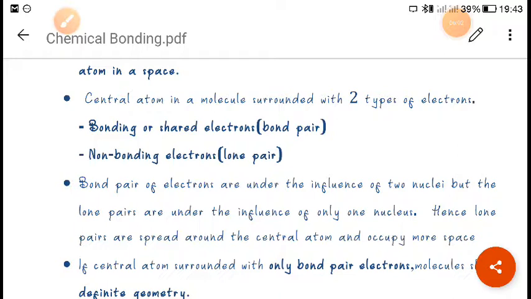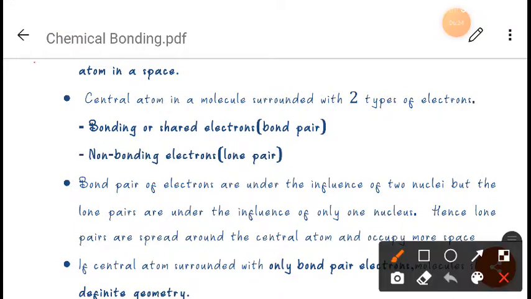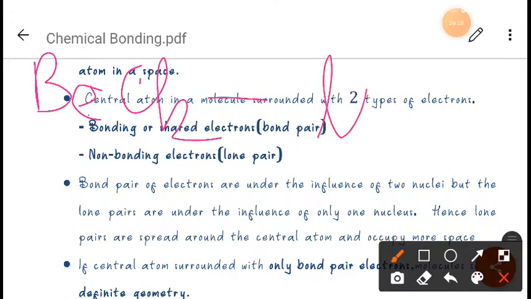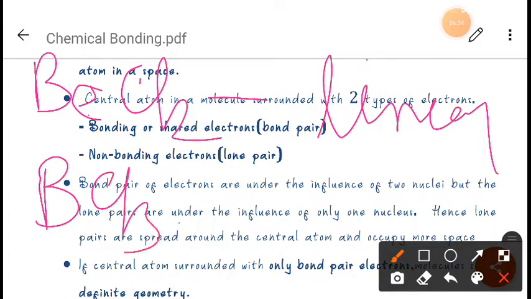Now on the basis of this, some of the arrangements you can see that we have seen: BeCl2 will have a linear structure. After that, BCl3 will have a triangular planar structure. Okay, sorry, it will have a triangular planar.